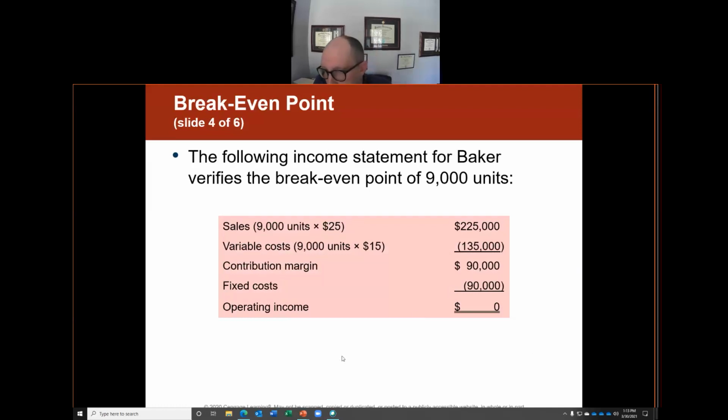How does that look in terms of sales dollars? If I sell 9,000 units at $25 per unit sales price, that means I'll make $225,000. My variable cost per unit is $15. 9,000 units times 15 is 135. 225 sales minus variable cost of 135 equals contribution margin of 90,000. My fixed costs are 90,000. So contribution margin minus fixed costs equals operating income. 90,000 minus 90,000 is 0. Therefore, I have broken even if I sell 9,000 units.